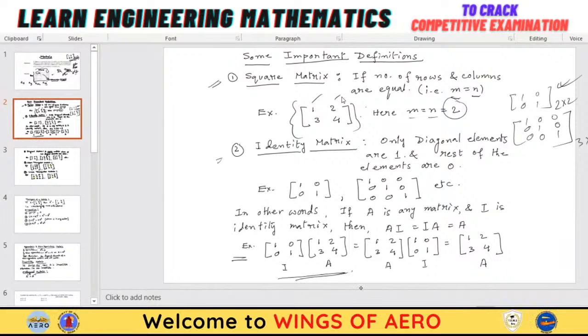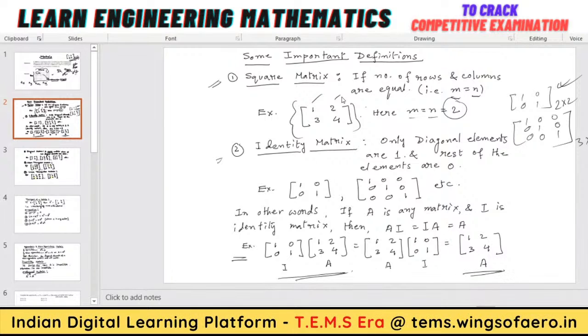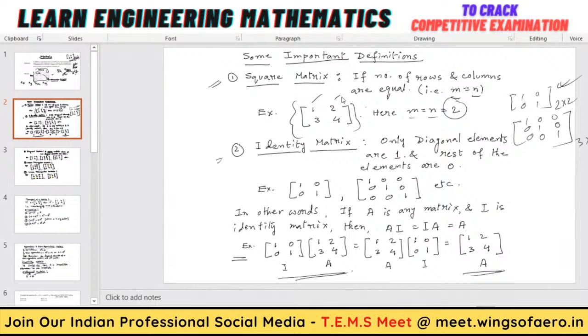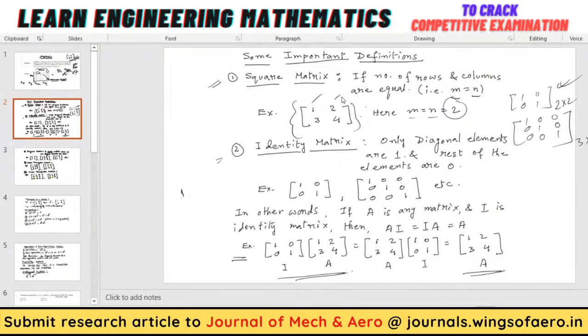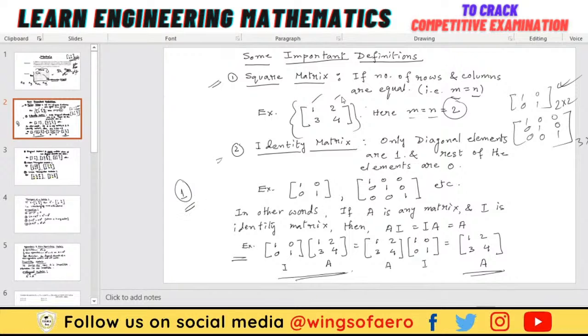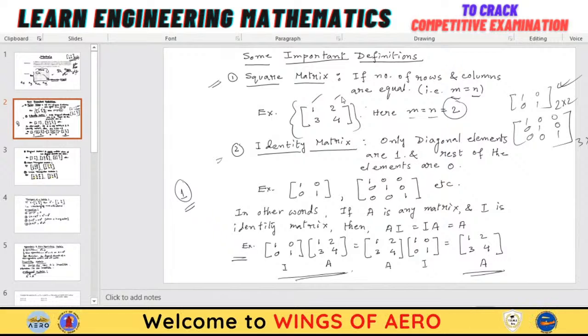Okay, so then we can get back the same matrix 1, 2, 3, 4. So this is another definition of identity matrix. If you multiply this identity matrix with any other matrix, we will get back the same matrix again. It is just like the number 1. If I multiply this 1 with any other number, we get back the same number. That is 1 into 2 equal to 2, like this. So in matrices, this identity matrix 1, 0, 0, 1 is similar to 1.